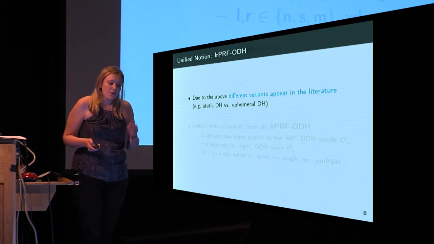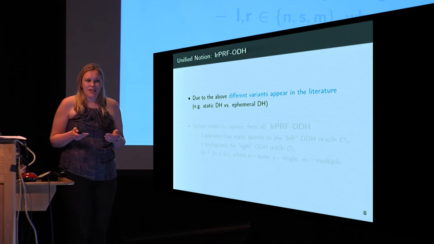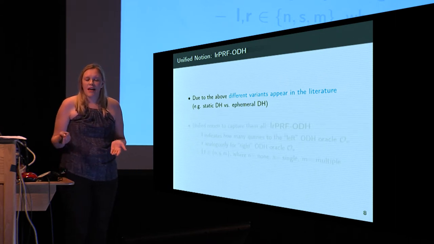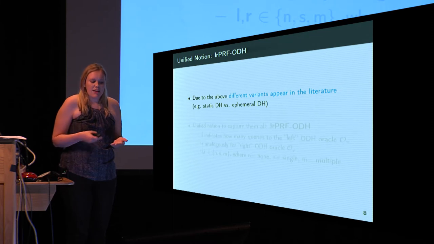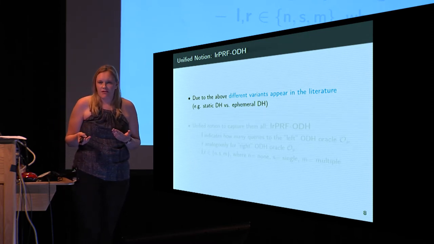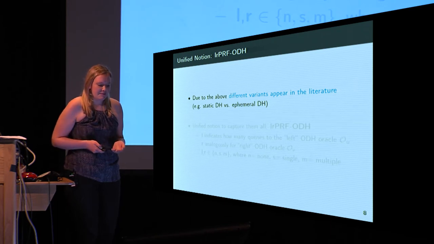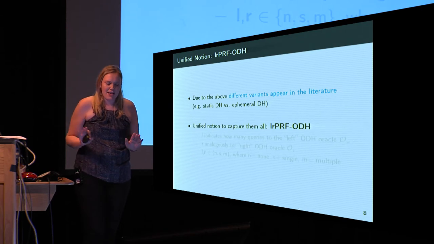Okay, so there are different handshake modes in key exchange. That means the combination of secrets is different across key exchanges. For example, they may combine an ephemeral with a static key, or they might combine two ephemeral keys. So we have different variants that appear in the literature depending on which handshake mode they analyzed. And in the literature, they all just called them PRF-ODH.